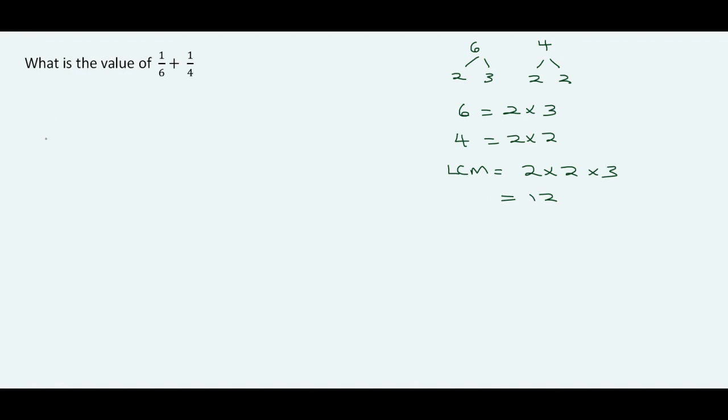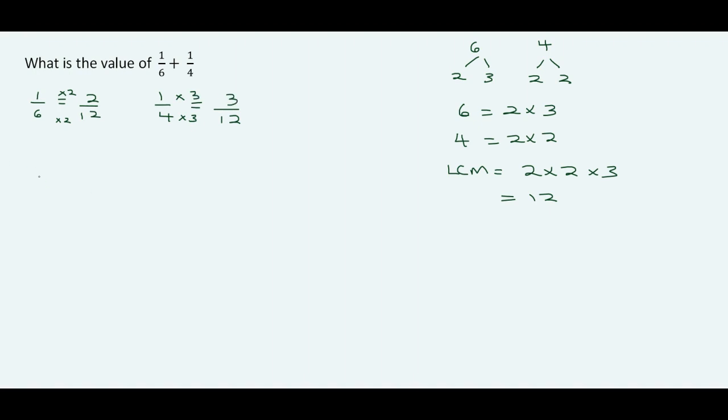So now we're going to rewrite each of these fractions as an equivalent fraction with a denominator of 12. So 1 over 6 equal to something over 12. What do we need to do to 6 to make it 12? We multiply by 2. So we also multiply the numerator by 2. So 1 multiplied by 2 is 2. Now we have 1 over 4. We need to make a denominator of 12. So we multiply 4 by 3 to get to 12. So we multiply 1 also by 3, which is going to give us 3.